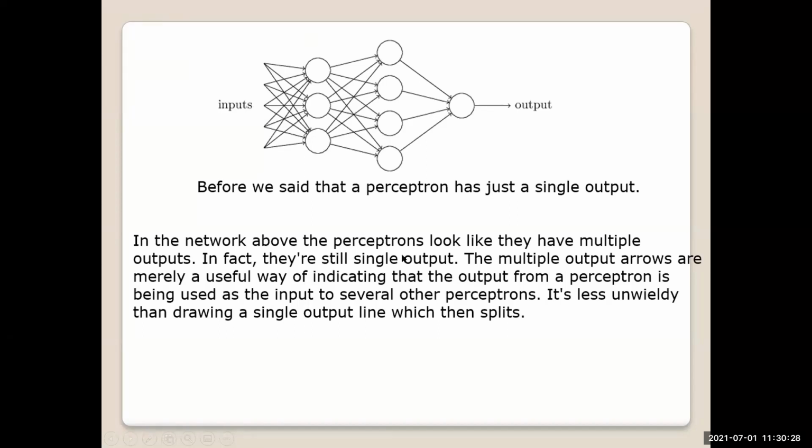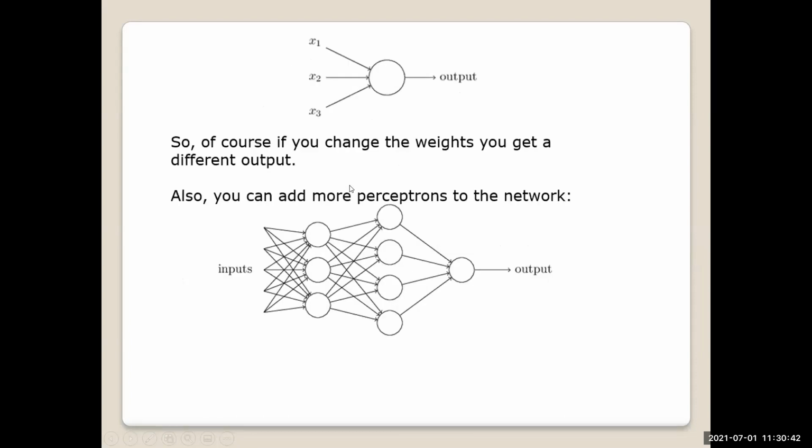Okay, in the network above, the perceptrons look like they have multiple outputs. So here's a perceptron. It looks like it has multiple outputs, but it doesn't really. It's still the same single output. That's what I said. Here we have a threshold, and the output is either going to be 0 or 1. If the input is bigger than the threshold, then we're going to output a 1 from this neuron. And that 1 is going to be output here, here, here, and here. So there are not different outputs.